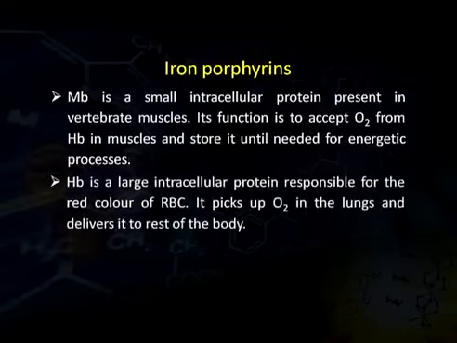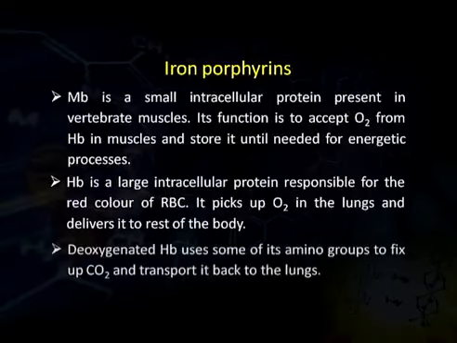While hemoglobin is a large intracellular protein which is responsible for the red color of the RBC. Hemoglobin is present in RBCs, that is red blood corpuscles. It picks up oxygen in the lungs and delivers it to the rest of the body. Deoxygenated hemoglobin uses some of its amino acid groups to fix up CO2 and transport it back to the lungs.